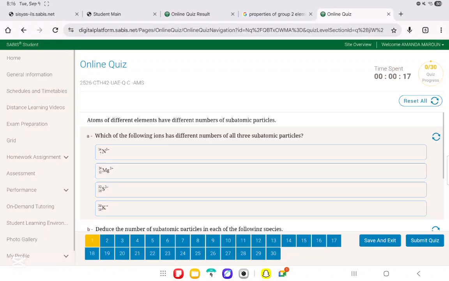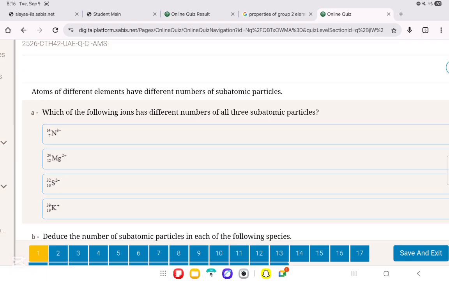So today I'll be explaining the chemistry AS level AMS. There are some questions, and I'm going to speed through them because they came in the last AMS and they're relatively easy to solve. So let's start with the first question.